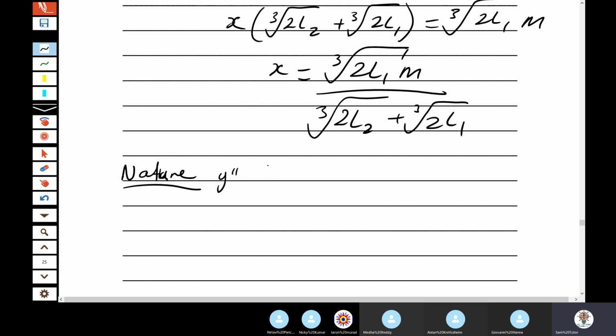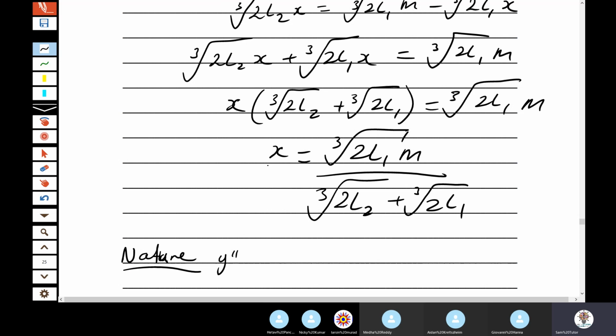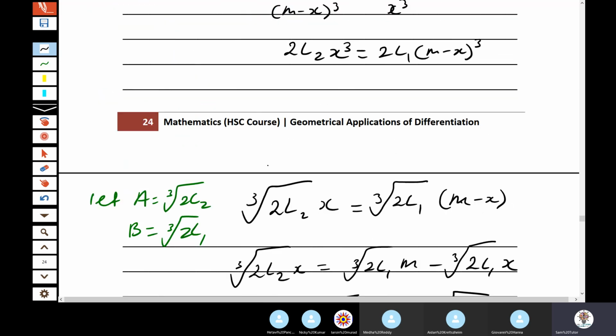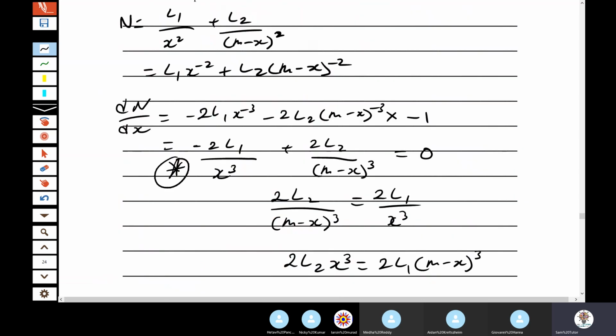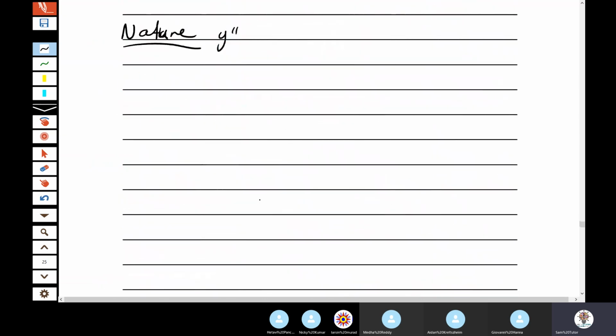differentiate again. So go back up, find your first derivative, wherever it is, right there. This one here. And we're going to differentiate that. So let me rewrite that first. Can someone just read that line to me real quick? Y dash equals negative 2L1 x negative 3. Yep. Plus, I think, negative 2L2 m minus x negative 3 times negative 1, which means the negative becomes a positive anyways. So we'll just leave it like that. Is that cool? Everyone happy with that?